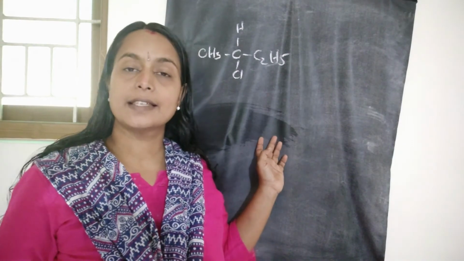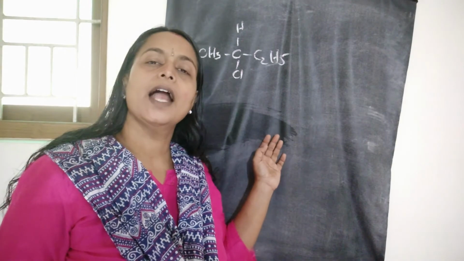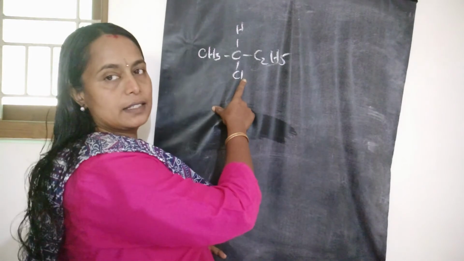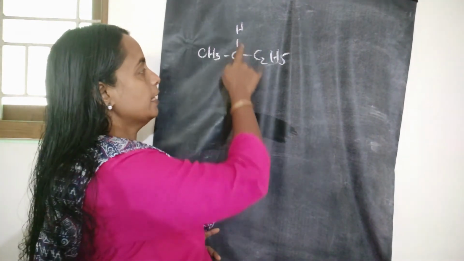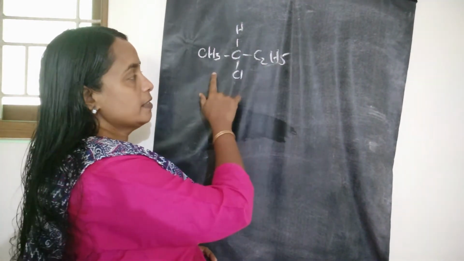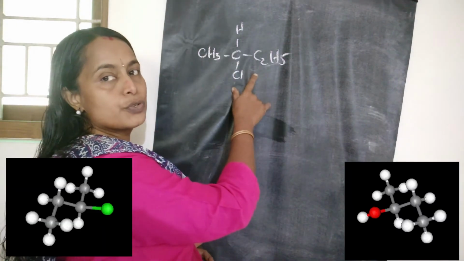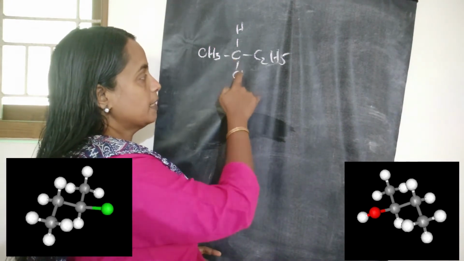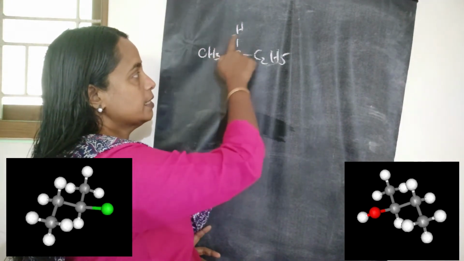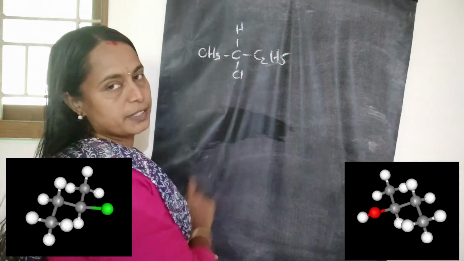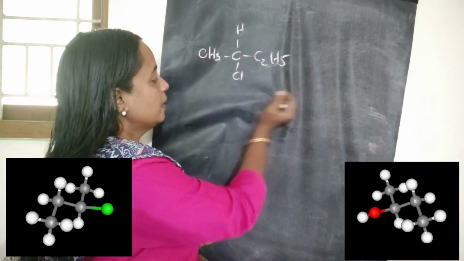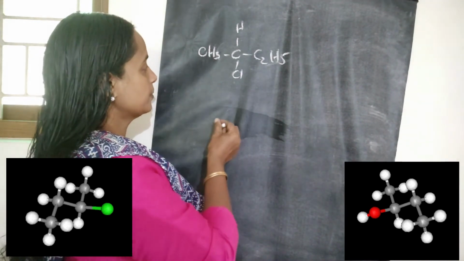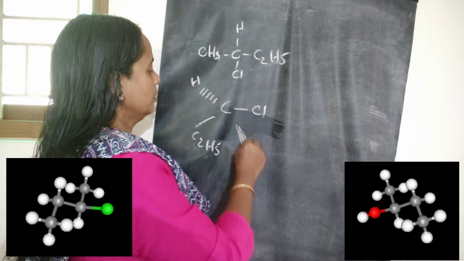The SN1 and SN2 reactions of optically active halides. For example, in case of this common CH3CClHC2H5, it is 2-chlorobutane, and here this carbon is an asymmetric carbon as it is bonded to different groups. And we can draw the wedge and dash formula of this compound as CH3.